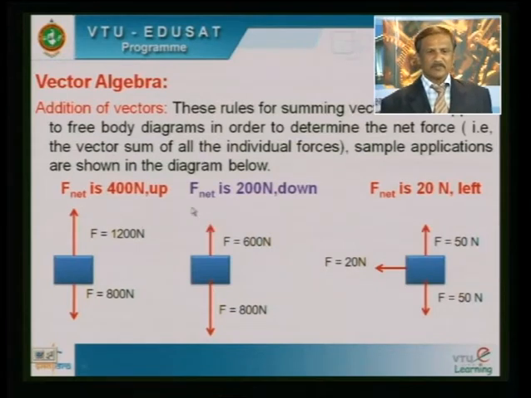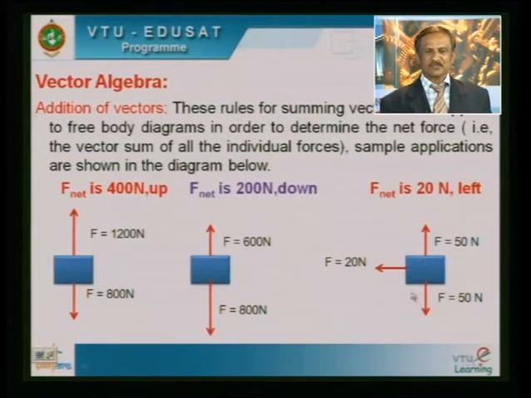In a similar way, we can apply a force in the upward direction 600 Newton, and in the downward direction 800 Newton. Here also we want to calculate the net force. How do we calculate it? Simply you can add these two numbers. 800 plus 600, so once again you will get an opposite sign. That's why you will get 200 Newton downward. We have to write 800 up minus 600 is equal to 200 Newton downward direction force.